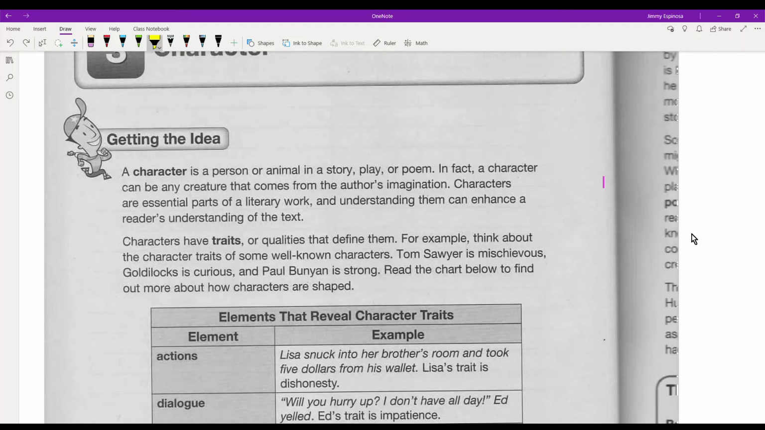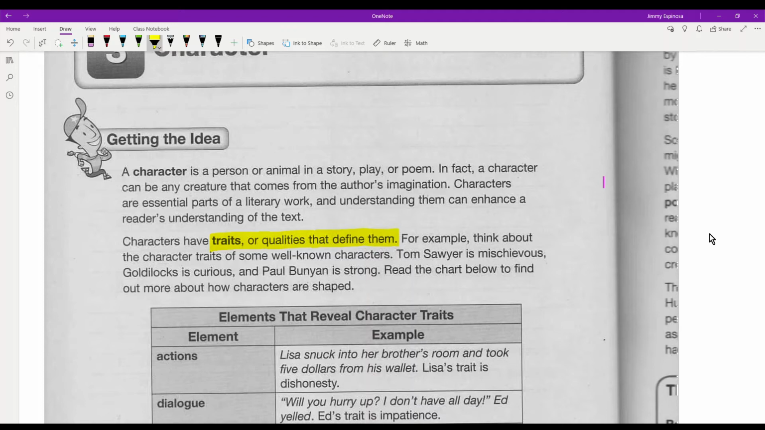Characters have traits or qualities that define them. So I'm going to highlight that traits are qualities that define those characters. For example, think about the character traits of some well-known characters. Tom Sawyer is mischievous, Goldilocks is curious, and Paul Bunyan is strong.